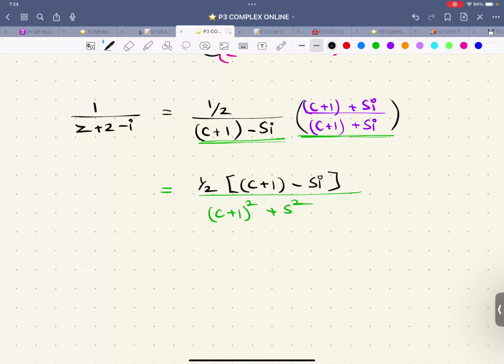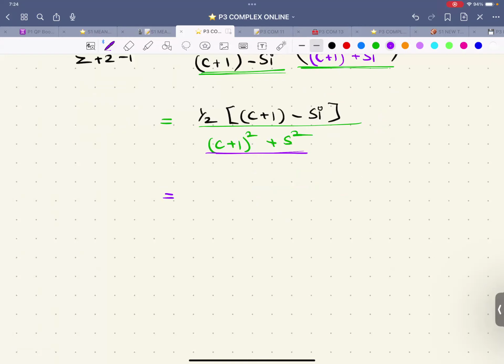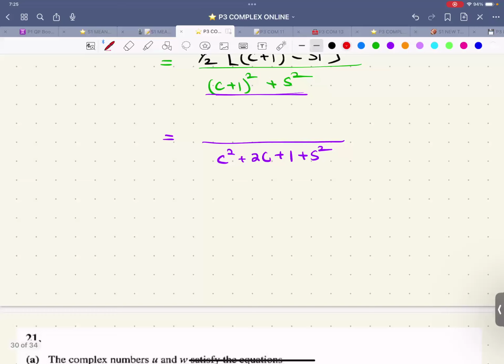And now let me simplify this. Therefore, the denominator is c square plus 2c plus 1 plus s square. And I can then use c square plus s square is 1. 1 plus 1 is 2. So this is 2c plus 2. Let me just write it at this corner. This becomes 2c plus 2, which can be written as 2 bracket c plus 1.